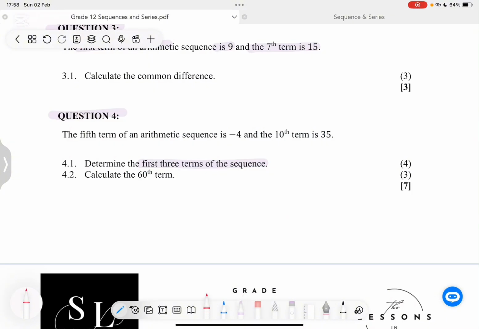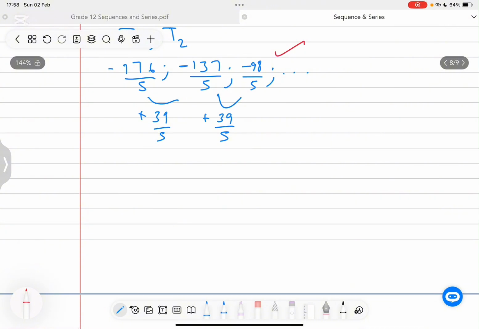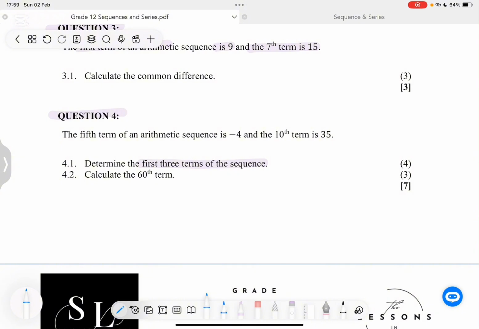The next question from this is actually 4.2, which says calculate the 60th term. So here on question 4.2, we are required to find the 60th term. Now, to find this, the easiest way, there are other methods. You could use the general formula, but I'm not going to go towards that route because I'm dealing with fractions. It could take a lot of my time. This is only for 3 marks, really.